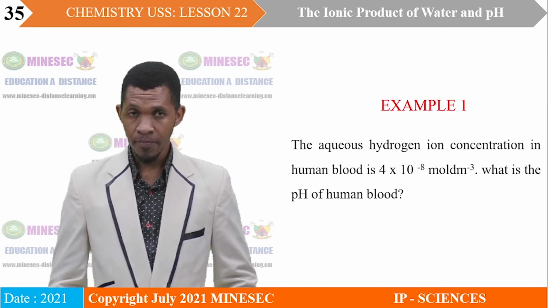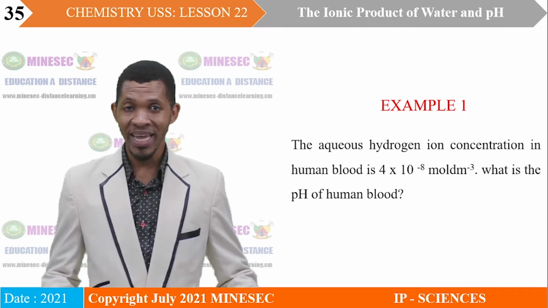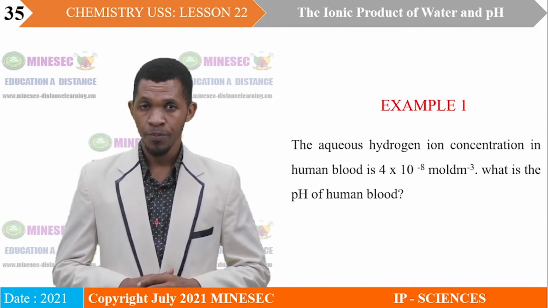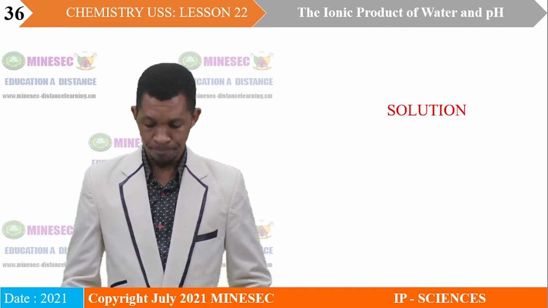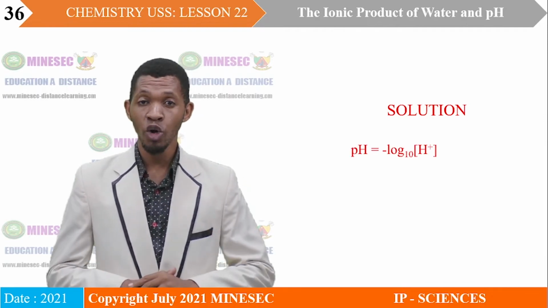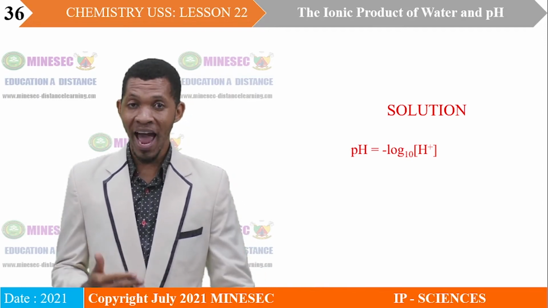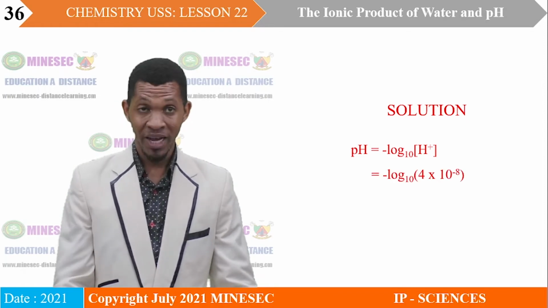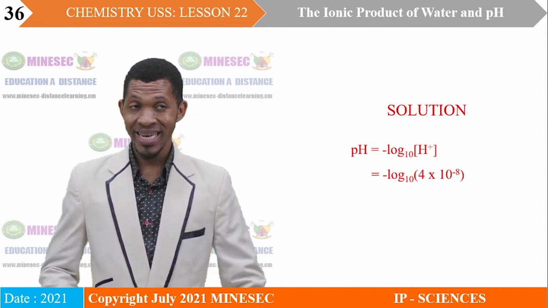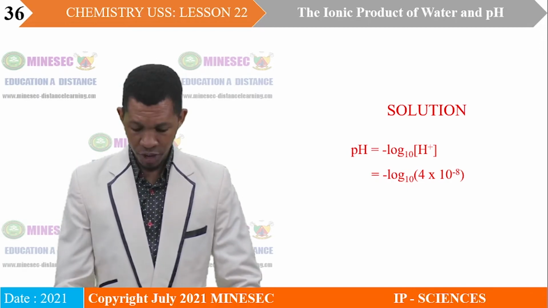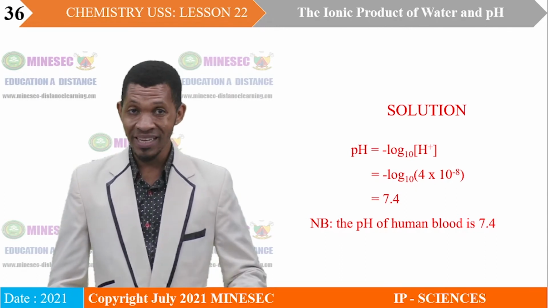Example 1. The aqueous hydrogen ion concentration in human blood is 4 times 10 to the power negative 8 moles per dm cube. What is the pH of human blood? Solution. pH is equal to negative log to the base 10 of the molar hydrogen ion concentration. Now, substituting molar hydrogen ion concentration with its value, we have pH is equal to negative log to the base 10 of 4 times 10 to the power negative 8. Simplifying the equation, we have pH is equal to 7.4. So the pH of human blood is 7.4.